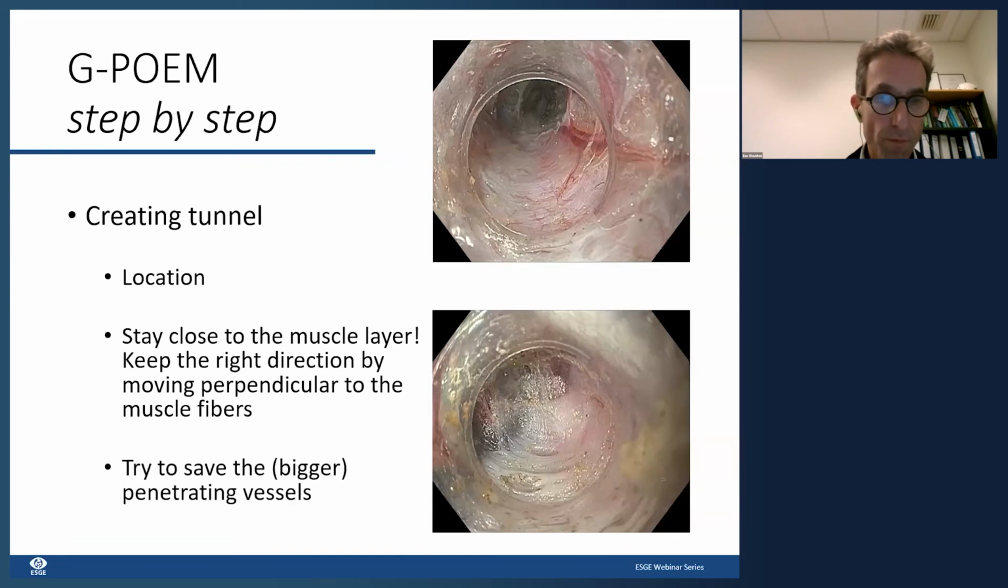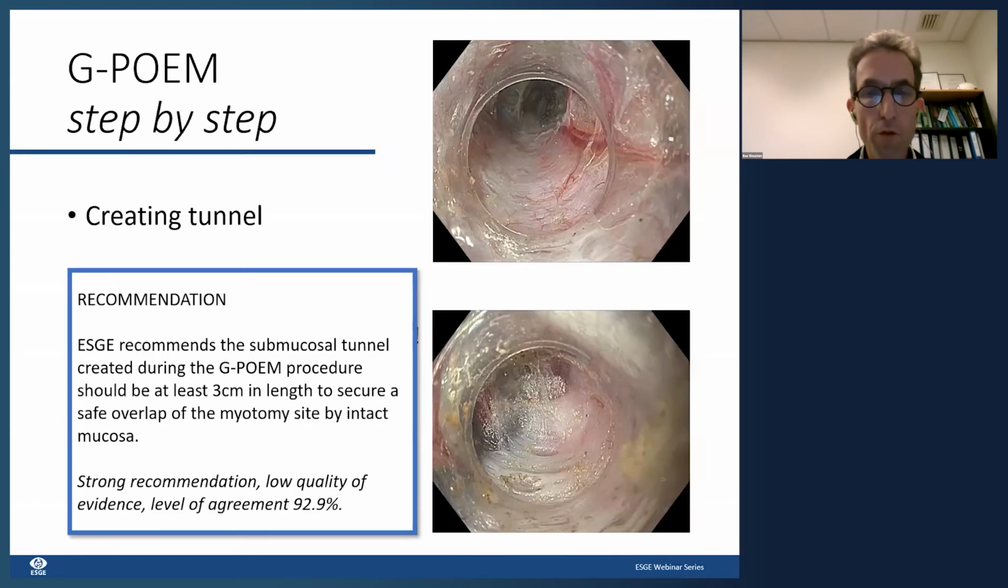wrong direction. I always try to save bigger penetrating vessels, as you can see here, through the cap, because those vessels, penetrating vessels, are important for the integrity of the overlying mucosal flap. Small vessels can be coagulated, of course. The ESGE recommends the submucosal tunnel created during G-POEM procedure to be at least 3 centimeters in length to secure a safe overlap of the myotomy site by intact mucosa, so not too close to the pyloric arch or the pylorus.